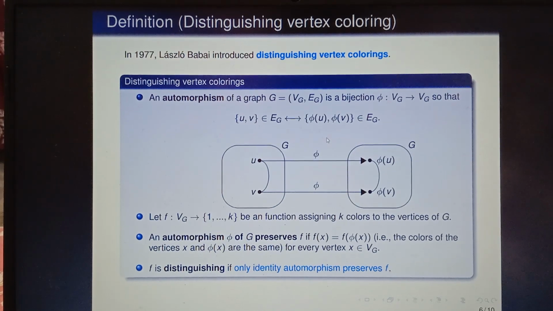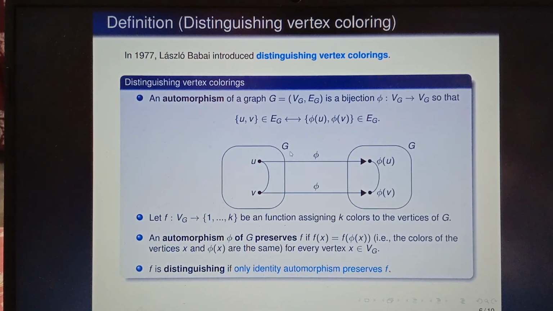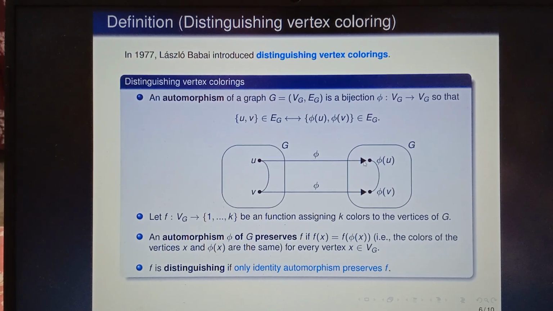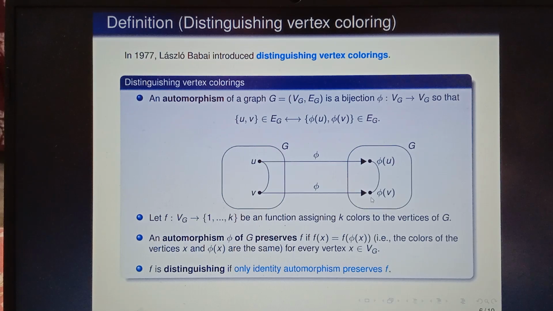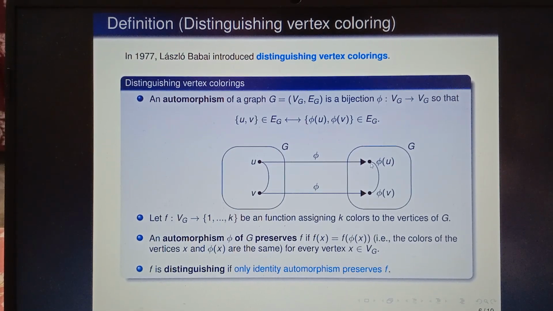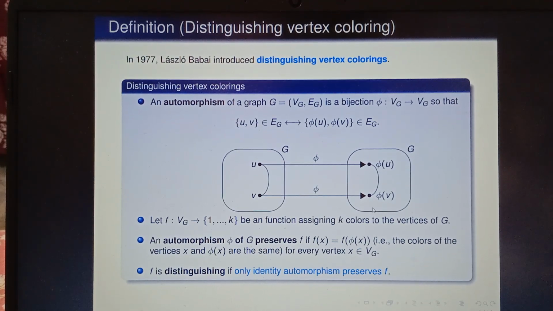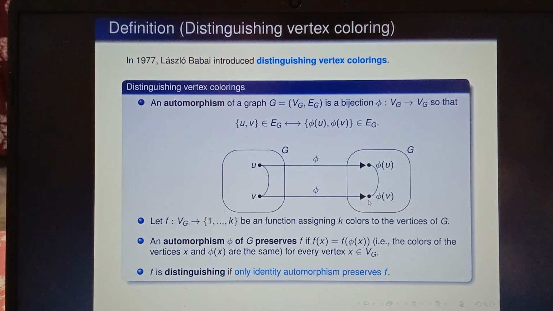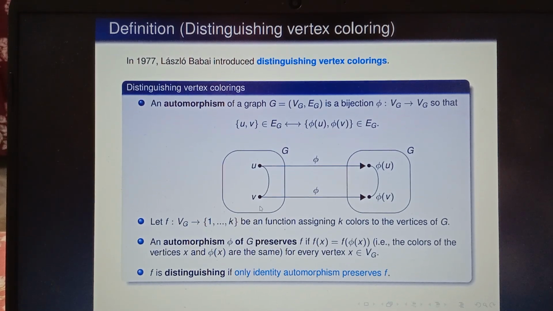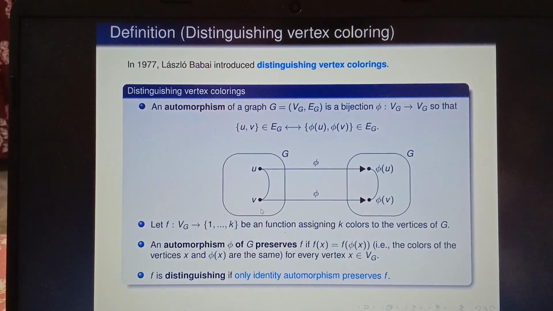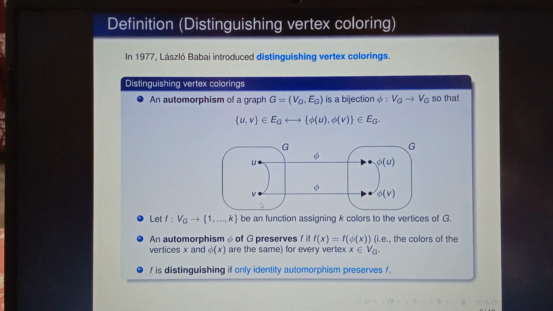So you can see from the diagram that u and v are two vertices of the graph G, and we apply the mapping φ, we obtain φ(u) and φ(v). So φ(u) and φ(v) are two vertices of the graph G as well. Now φ is an automorphism, that is a bijection, which means that if there exists an edge between u and v, then there will be an edge between φ(u) and φ(v). And similarly, if there exists an edge between φ(u) and φ(v), then there exists an edge between u and v. So φ preserves the edge relation. Okay.